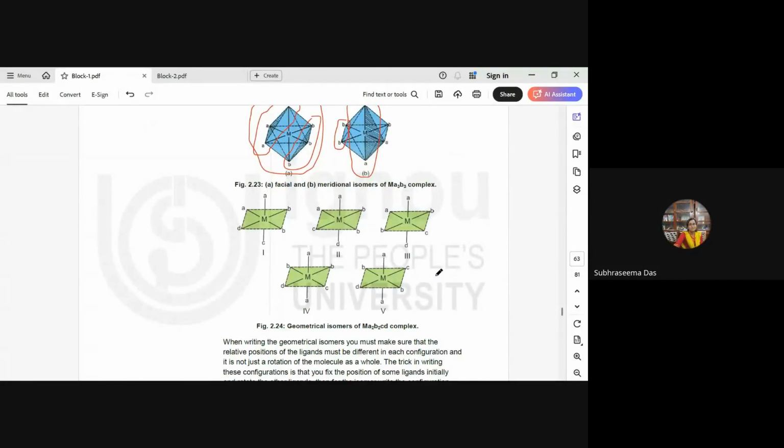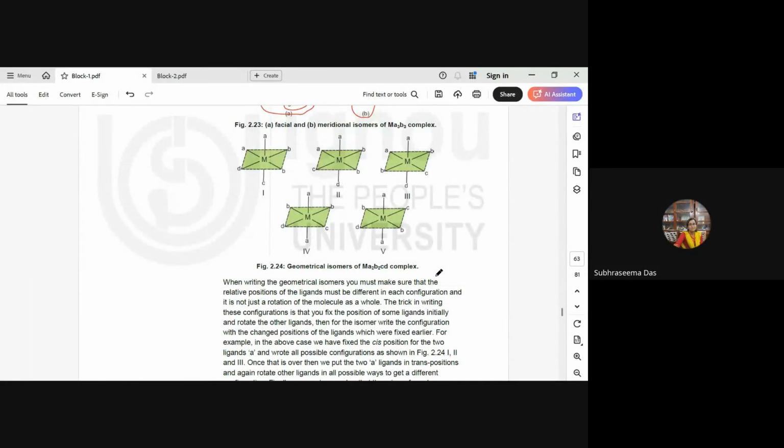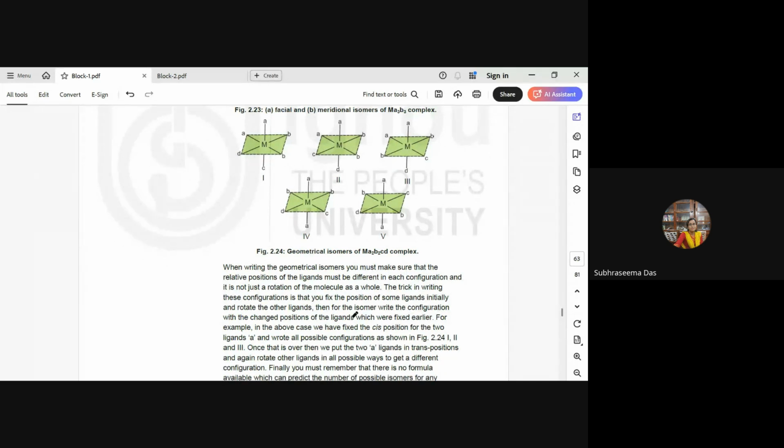Now, when we write geometrical isomers, we must always be sure that the ligands are different in each configuration. We rotate our ligands in such a way that they are present in different configurations. So it is very important that the position of the ligands is given appropriately. For example, here we have fixed the cis position for the two ligands A and wrote all possible configurations.